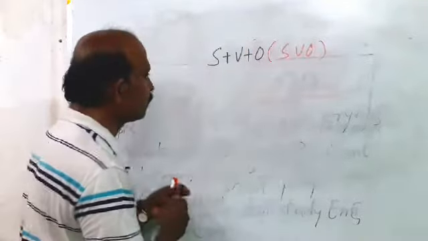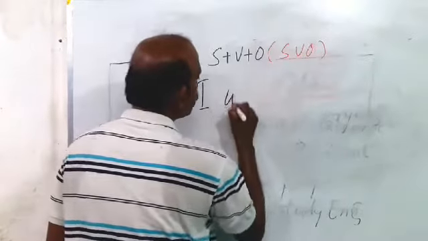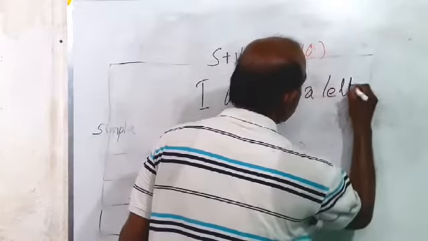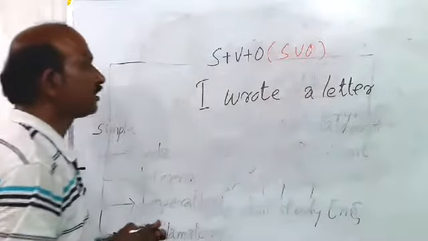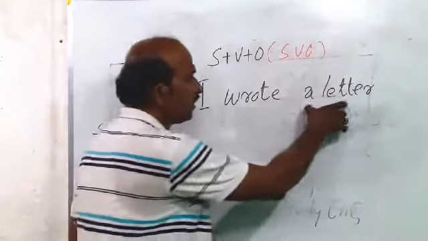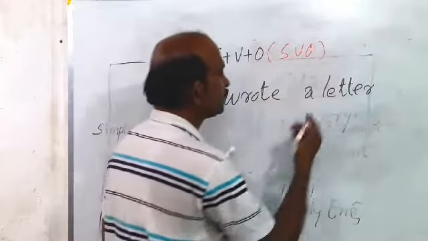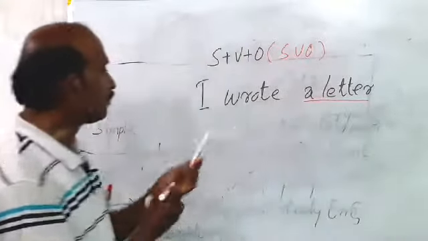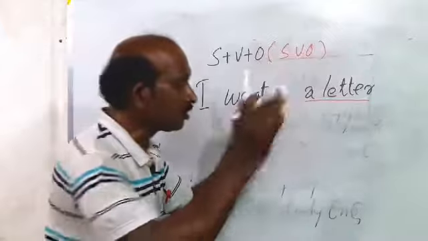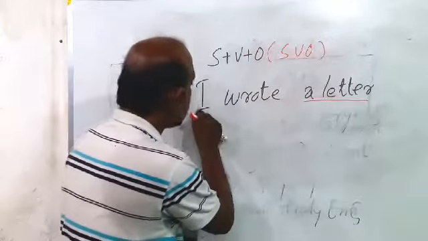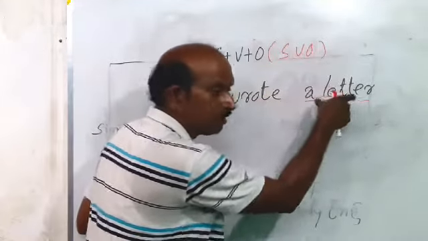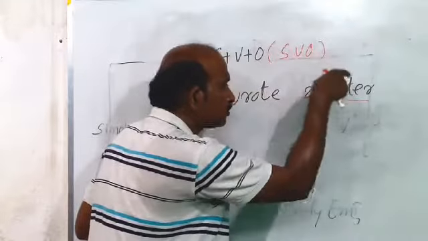Follow, I will write an example. I wrote a letter. In this sentence, there are four words. I wrote a letter. And a letter, this part is called the object. Why? Because the verb passes over this word. That means when the subject does any work on something, that thing is called the object. So I wrote a letter. This work was applied on the letter. So this is called the object.